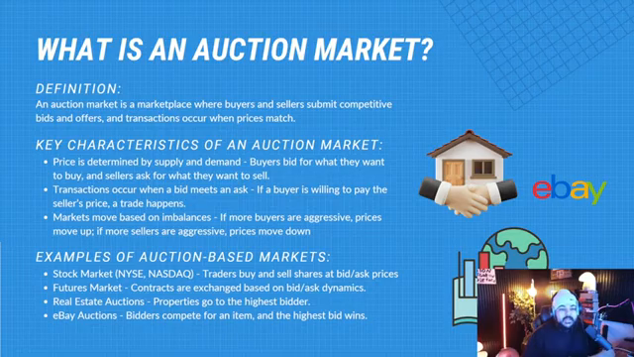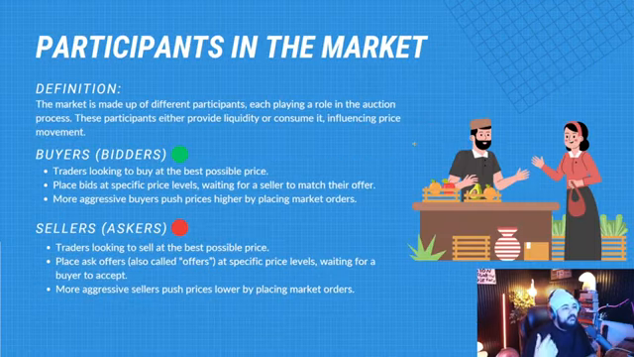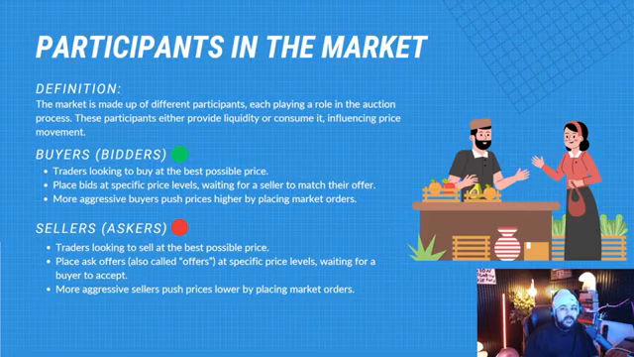I want to relate it to things that you might use outside of the market, so you understand what I mean by trading being an auction market theory. So the participants in the market are of two different types: buyers and sellers. Buyers are people who are usually bidding and trying to get the best possible price, the lowest price. Sellers are traders who are looking to sell at the highest possible price. These are also called offers at specific price levels, waiting for buyers to accept. More aggressive sellers push the price lower by placing market orders at the bid.